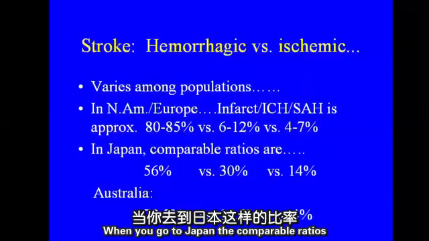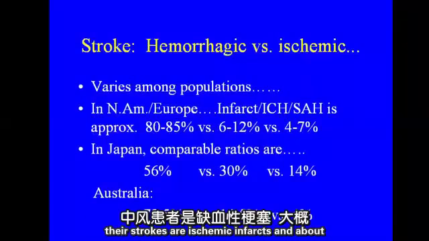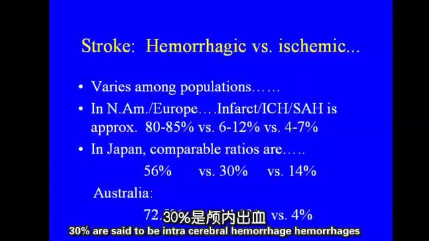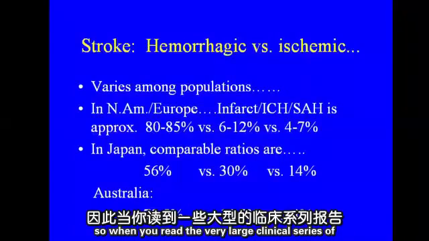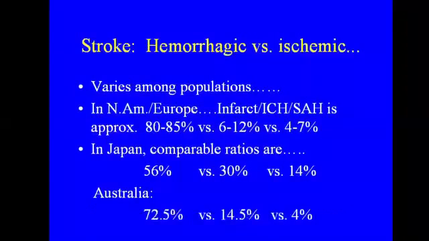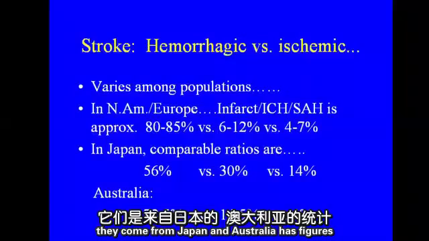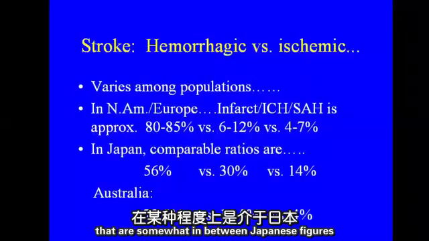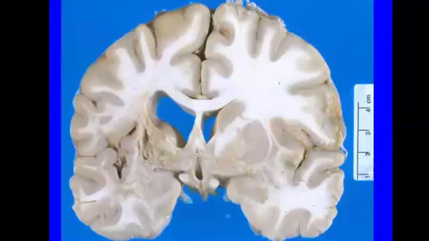When you go to Japan, the comparable ratios are much different, so that just over half of their strokes are ischemic infarcts, about 30% are said to be intracerebral hemorrhages, and about 14% are said to be subarachnoid hemorrhages. So when you read the very large clinical series of subarachnoid hemorrhage and intracerebral hemorrhage, very often they come from Japan. And Australia has figures that are somewhat in between Japanese figures and figures for the Western population.